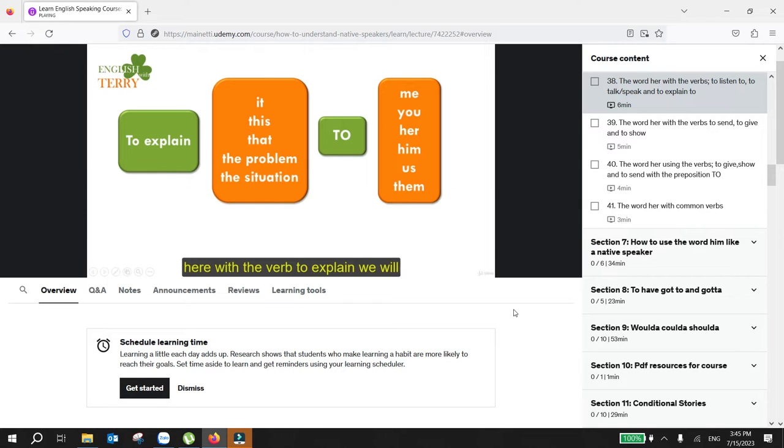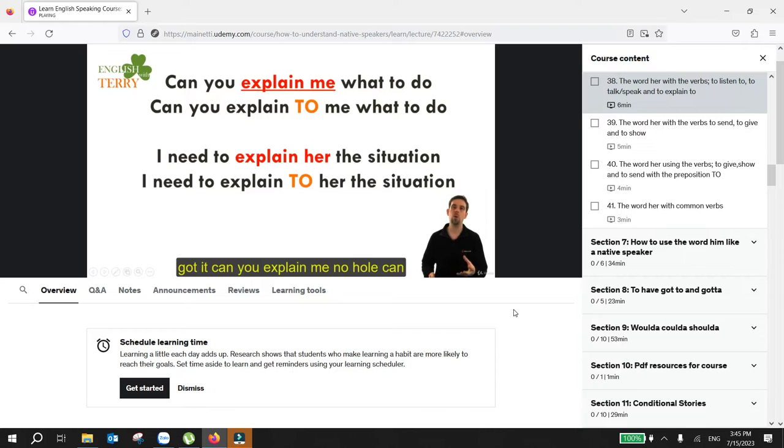Alright? Again, here with the verb to explain, we will have different ways. For example, the best way is to explain, and the next part to explain it, to explain this, that, the problem, the situation, and always use the word to. To explain this to me, to you, to him, to her, to us, to them. Got it? Can you explain me? No. Can you explain to me? I need to explain to her the situation.